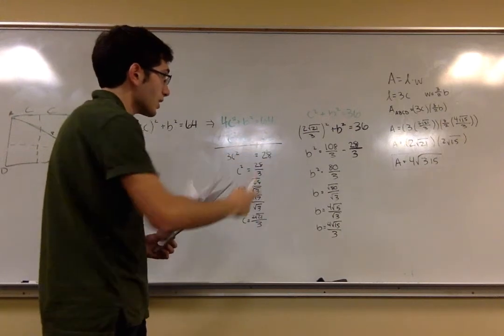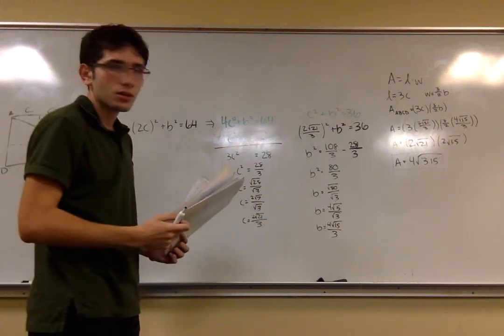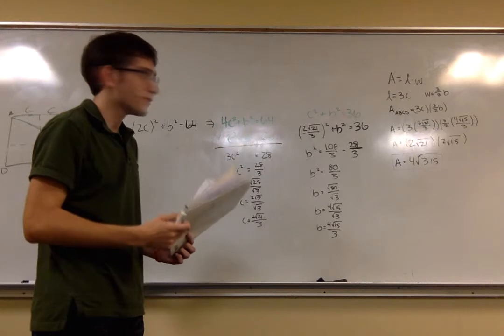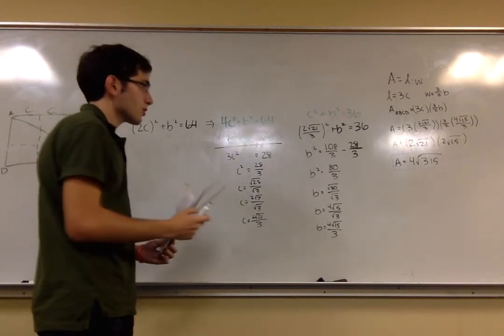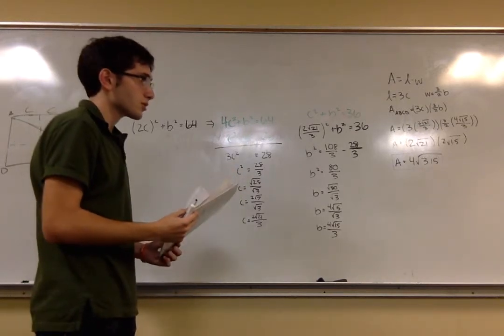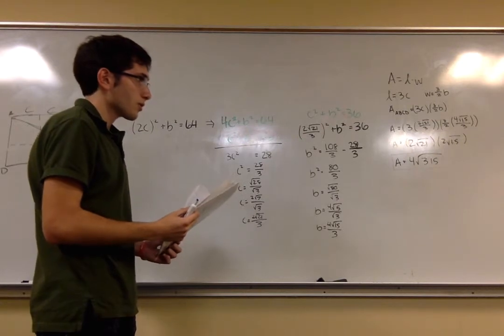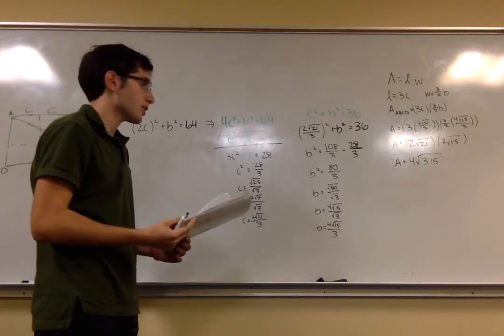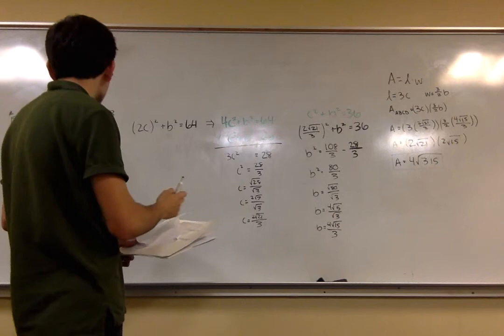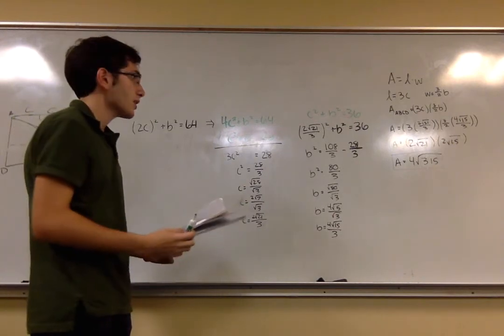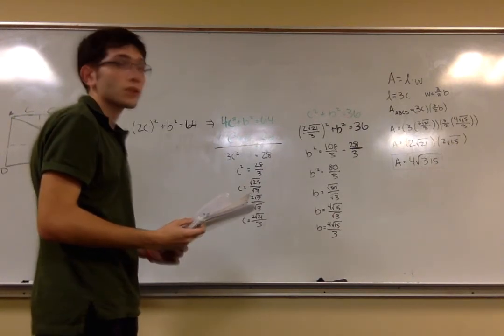Simplifying that, we get A equals 2 square root 21 times 2 square root 15. And after all the work, we get A equals 4 square root of 315. So the final answer would be the area of rectangle ABCD will be 4 square root of 315.